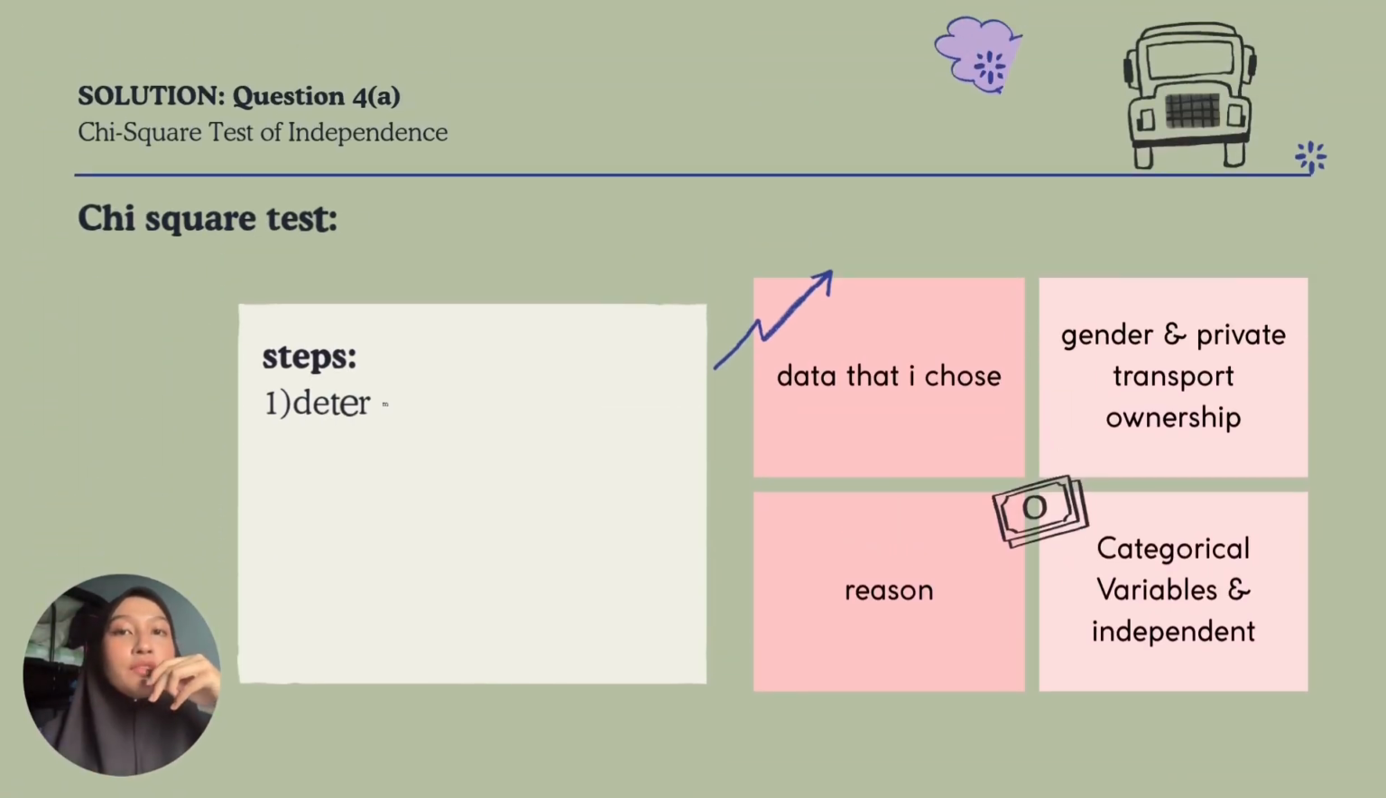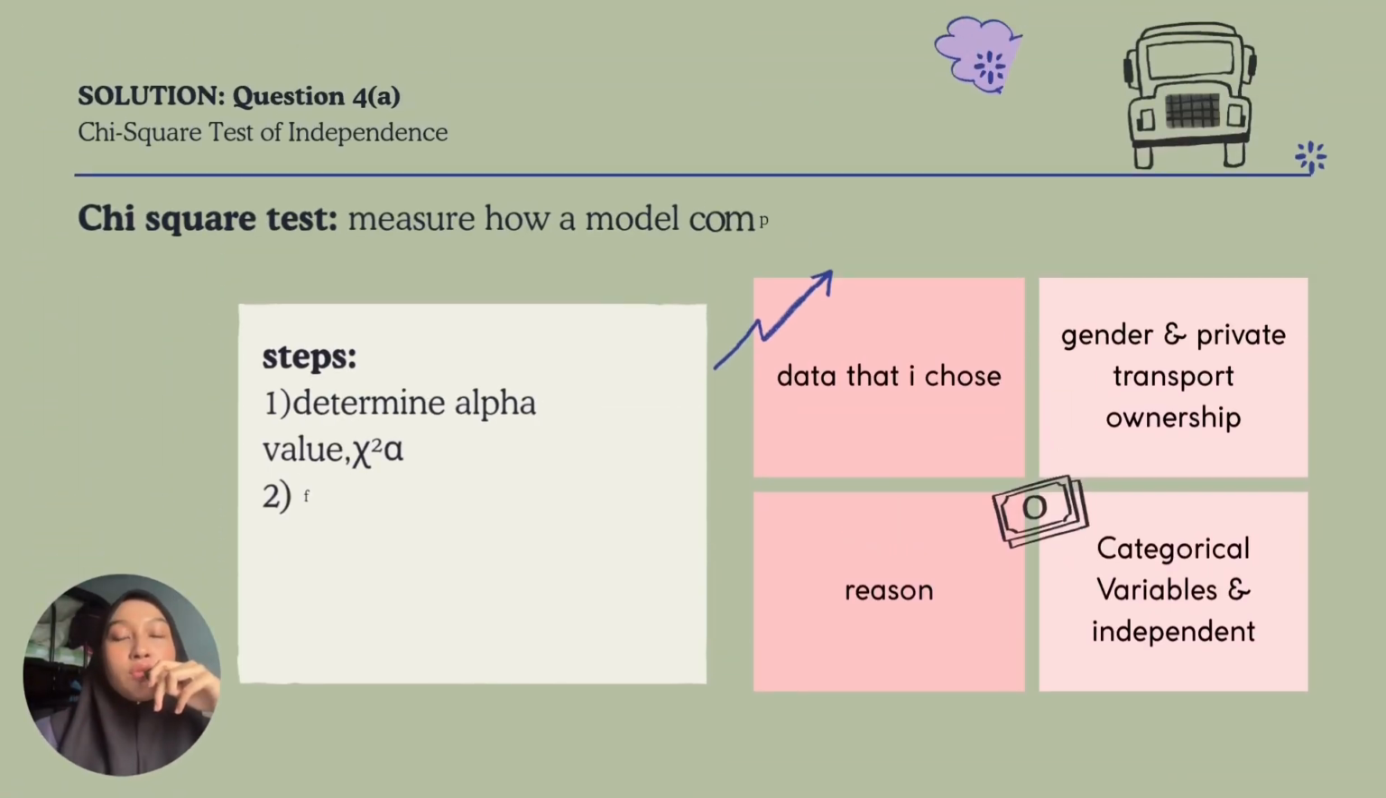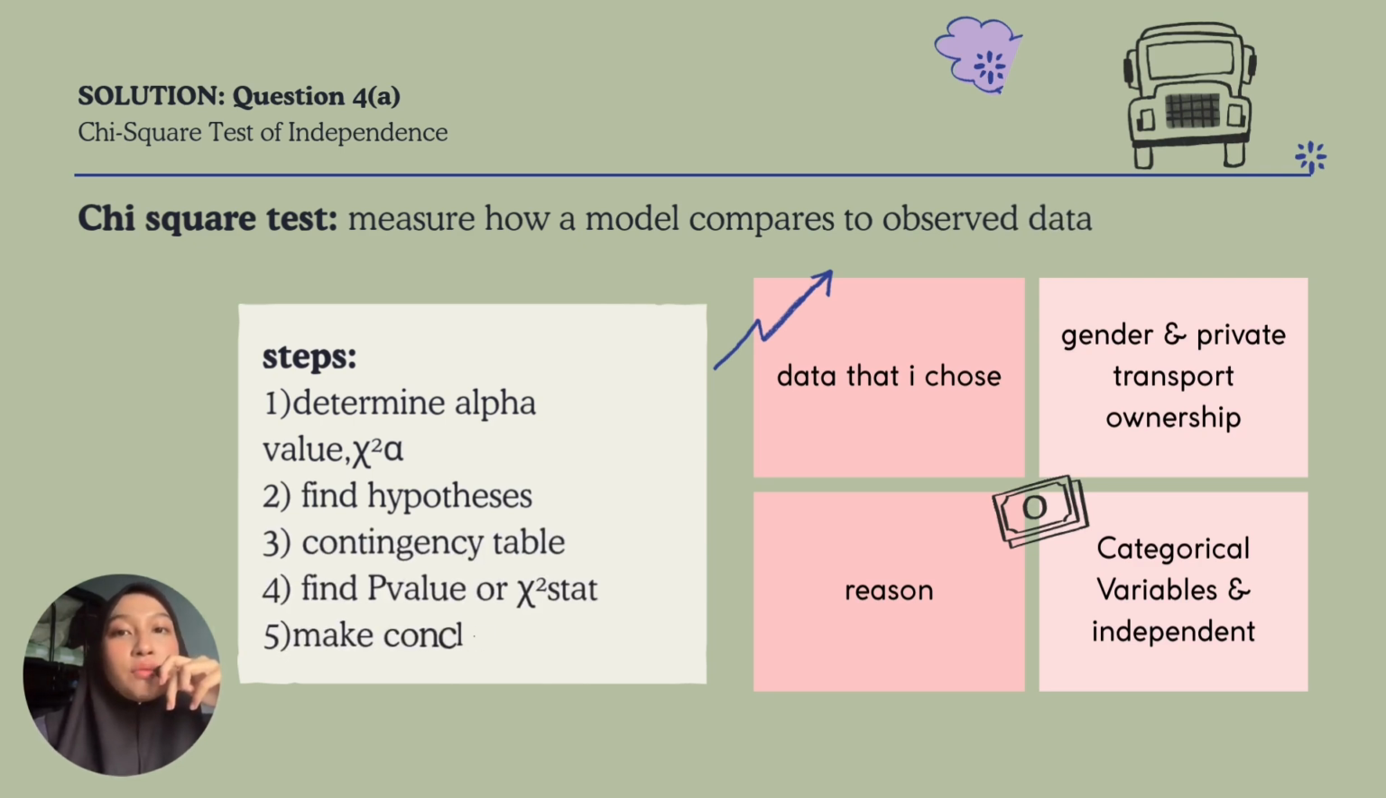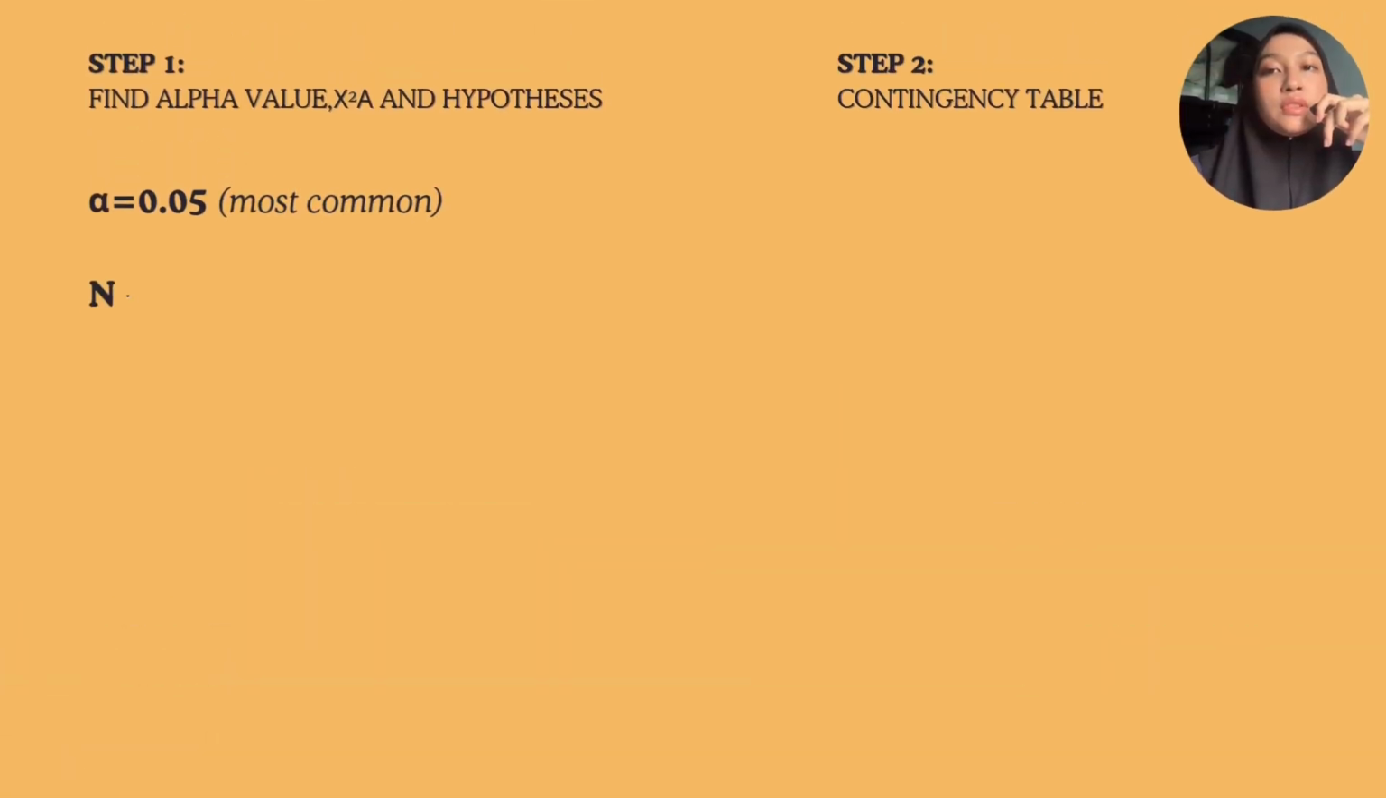Hello, my name is Putrina for Adeline, holding matrix number 240555490, and I'm going to go through the chi-square test question, which will measure how a model compares to observed data. So these are the steps, and the data that we chose is gender and private transport ownership because the data fit the characteristic of categorical variables. Next is stating the hypothesis and also finding the alpha value.